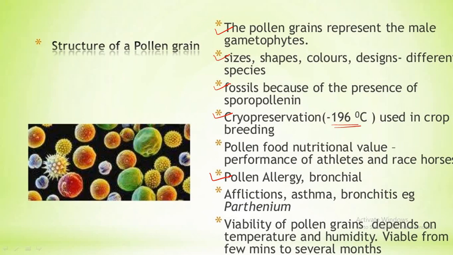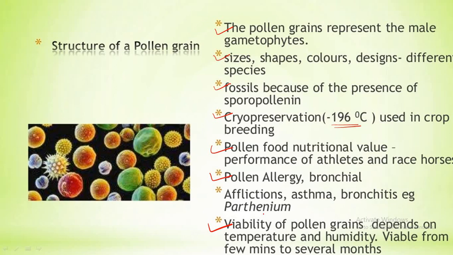Now, pollen grains are rich in nutrients. So, in Western countries, a large number of pollen products in the form of tablets and syrups are used to increase the performance of athletes and race horses. Then, the viability of pollen grains depends on temperature and humidity. It varies from species to species. Example, 30 minutes in the case of wheat and rice, and several months in some members of Solanaceae, Rosaceae, Leguminosae, etc.